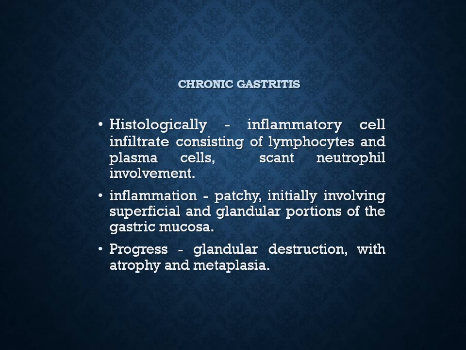Chronic gastritis is diagnosed histologically. There is an inflammatory cell infiltrate consisting of lymphocytes, plasma cells, and scanty neutrophilic involvement. The inflammation is characterized as patchy, initially involving superficial and glandular portions of the gastric mucosa. It can progress to glandular destruction with atrophy and metaplasia.